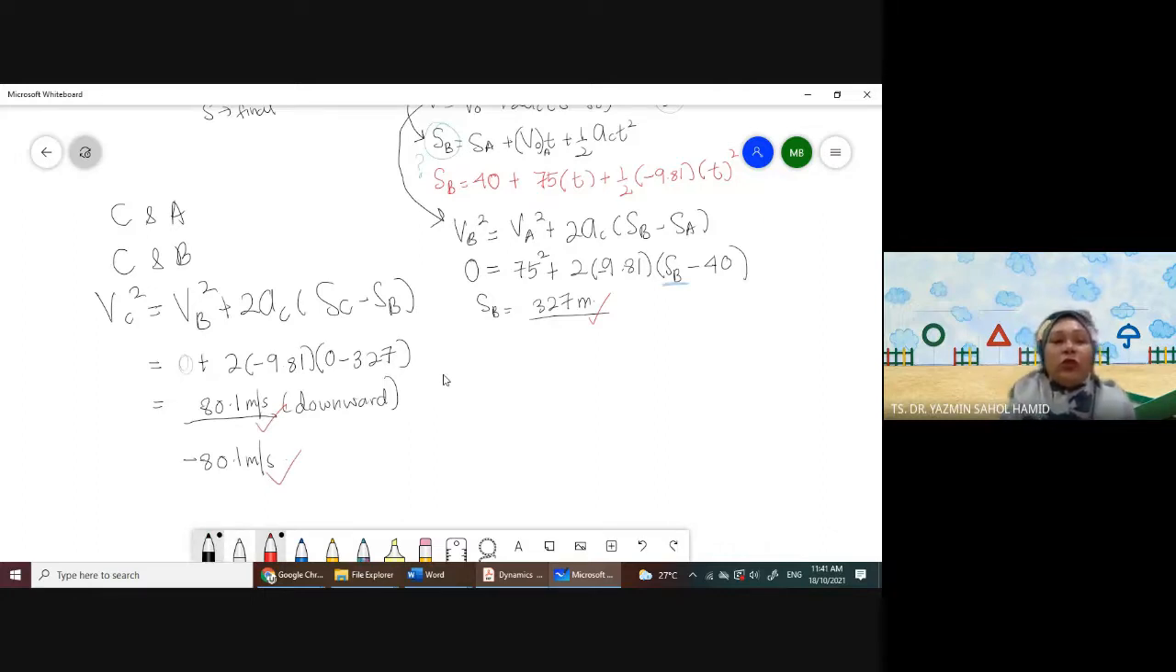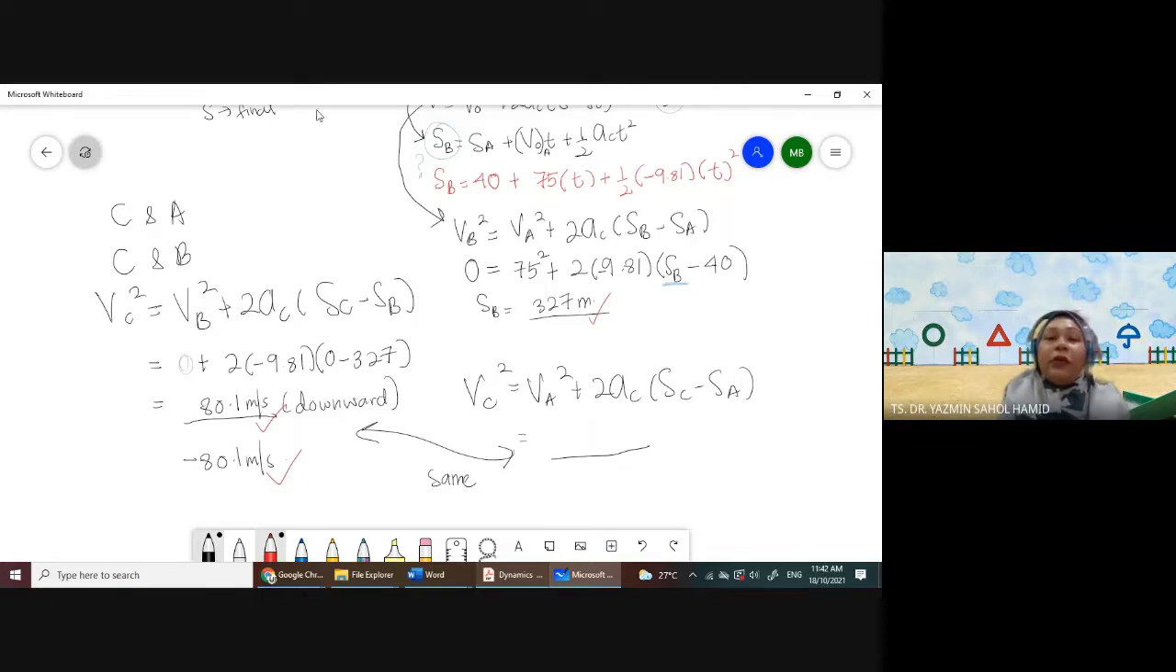So if you want to consider the other formula, which is V squared and which uses s and a, you can also do it, and you will get the same answer. Okay, so if you do this, you will get the same answer, as long as you know what are the 2 points that you want to consider to solve the problem.